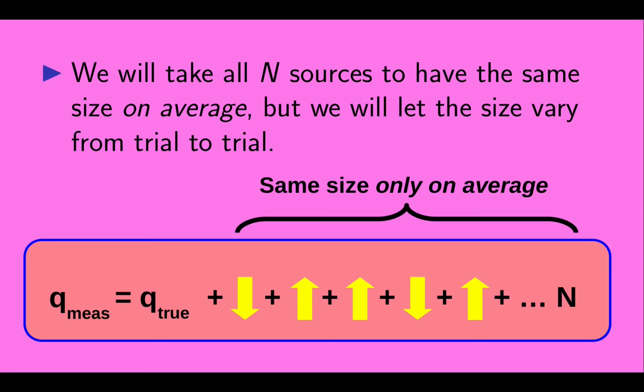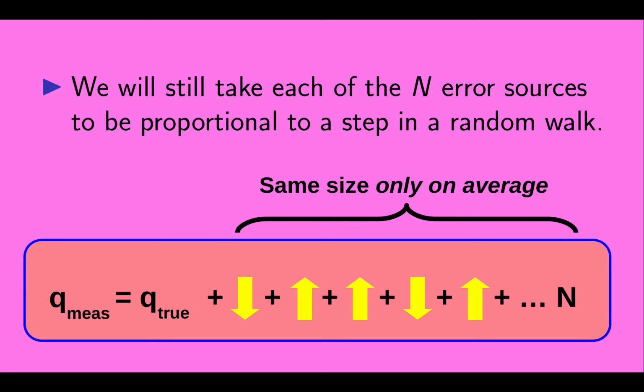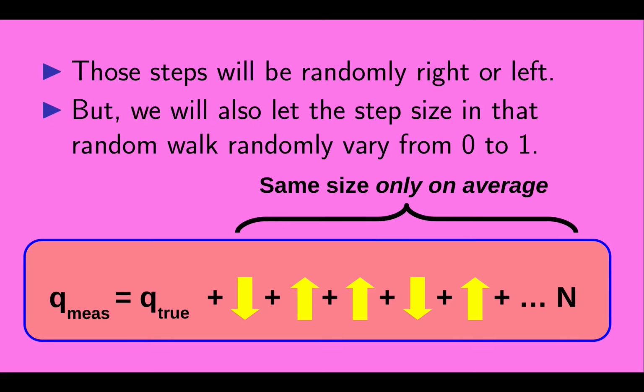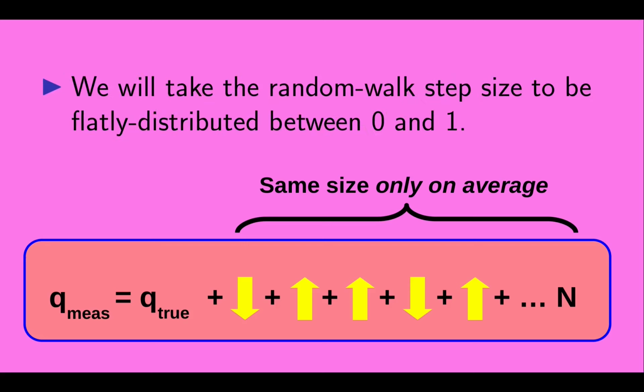Note that here we've shown the arrows as having all the same length, like we did before, but here we mean for them to only be the same size on average. We're still going to take each of the n error sources to be proportional to a step in a random walk. And those steps will still be randomly to the left or right. But we will be letting the step size in the random walk randomly vary from 0 to 1 instead of always being the same size.